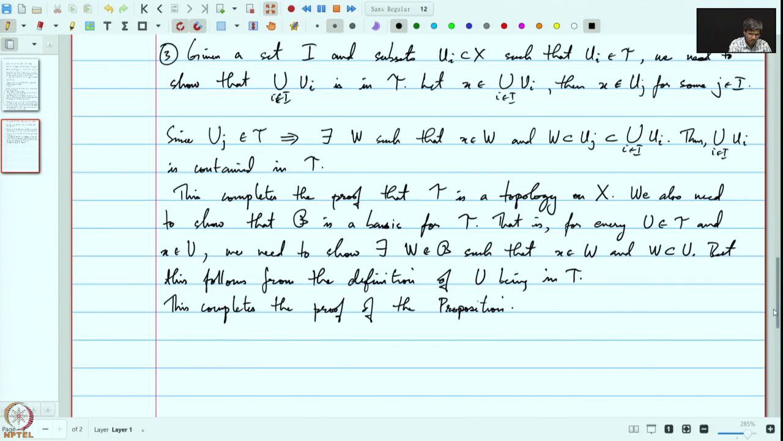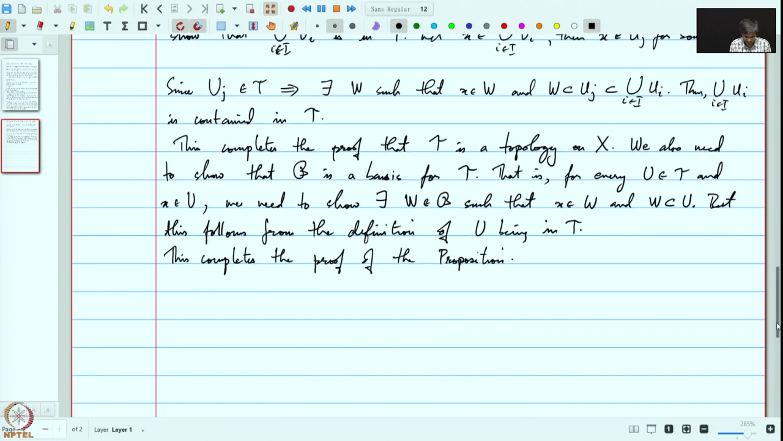So later on, in the next lecture, we shall use this proposition to generate topologies on various sets. So this is a very useful proposition. Let me give an exercise over here.